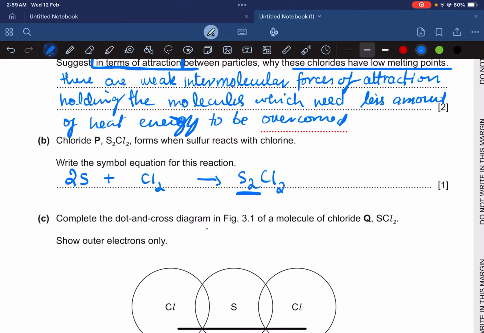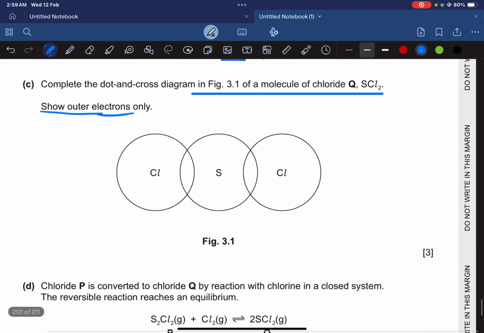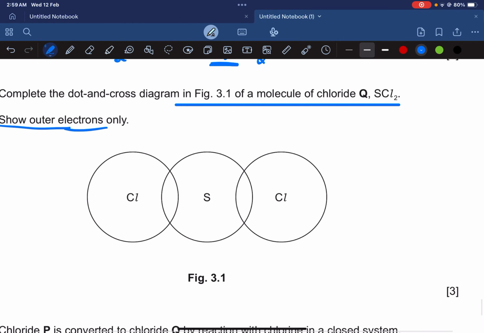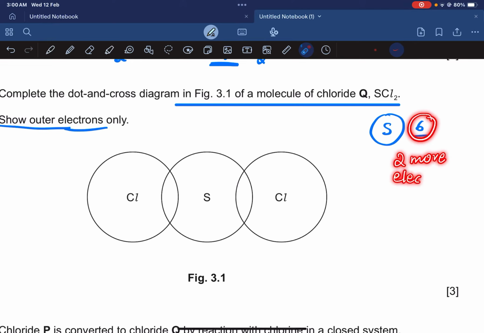Okay, let's move on to the next question, which says complete the dot cross diagram in figure 3.1 of a molecule of chloride Q, SCl2. Show the outer electrons only. So one thing I gotta tell you, sulfur is in group 6. Group 6 means that it will have 6 electrons in its outermost shell and it only needs 2 more electrons.